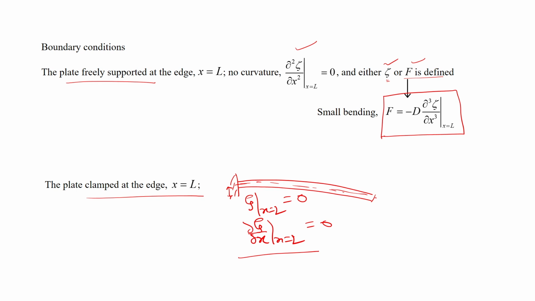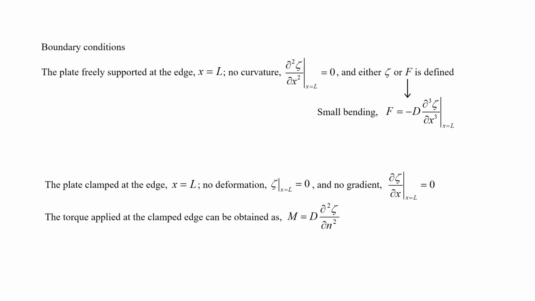There may be some differences here and there, which we can discuss, but there are 2 different kinds of boundary conditions. In one case the plate can be clamped, and for that we have these 2 boundary conditions. Another case is that the plate can be freely supported, for which there is no torque. The torque is 0, which means curvature is 0, and then either zeta or F is defined. If zeta is defined, it is fine. If F is defined, F is given by this equation, so you have to equate F to the quantity on the right hand side.